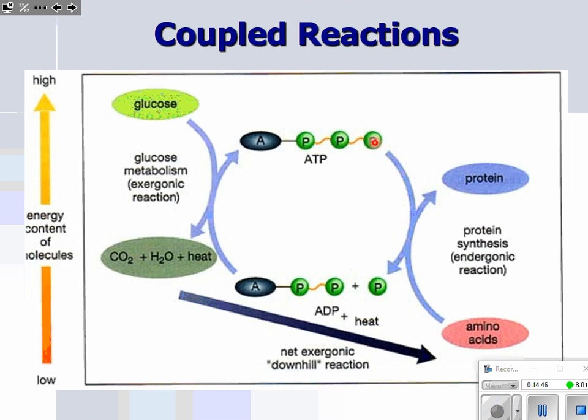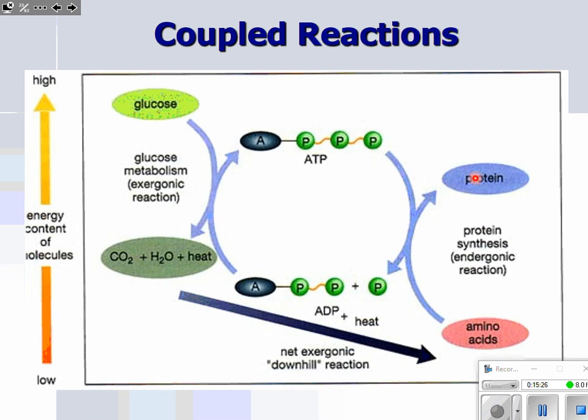And that energy that's lost right there can be used to join amino acids together to build or synthesize a protein. That's called protein synthesis. It's definitely endergonic. It takes a lot of energy to build a protein. So notice what we did here. We have a total of 4 chemical reactions. We have an exergonic reaction coupled with an endergonic reaction. And then over here we have another exergonic reaction coupled with an endergonic.